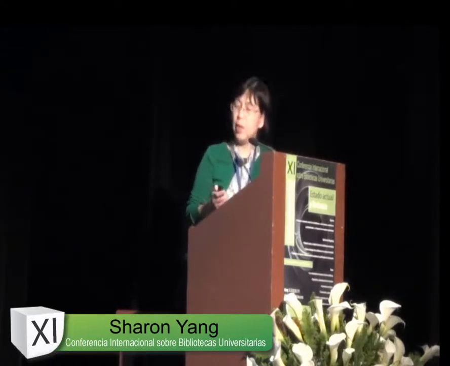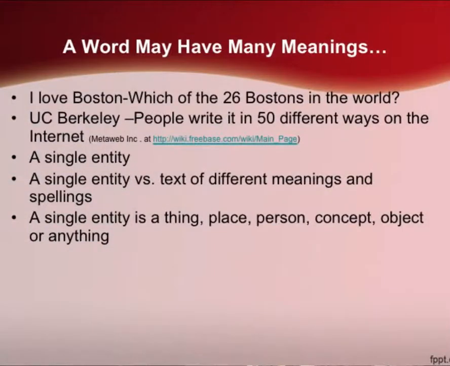So the reason we want to use URI, remember at the beginning they talked about URI in linked data. A URI actually is a web address. Why do we want to use URI? If we talk about Boston, for instance, if someone says, I love Boston here, right? There are 26 Bostons on the web. You have to use human eyes to distinguish which one. Then, if we talk about UC Berkeley, there are 50 ways people write UC Berkeley. So basically, when you talk about Boston, you are talking about one particular entity. So we are talking about a single entity.